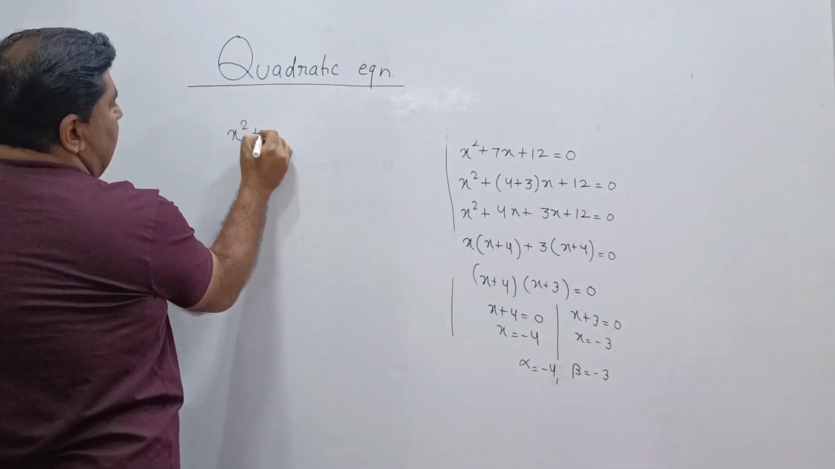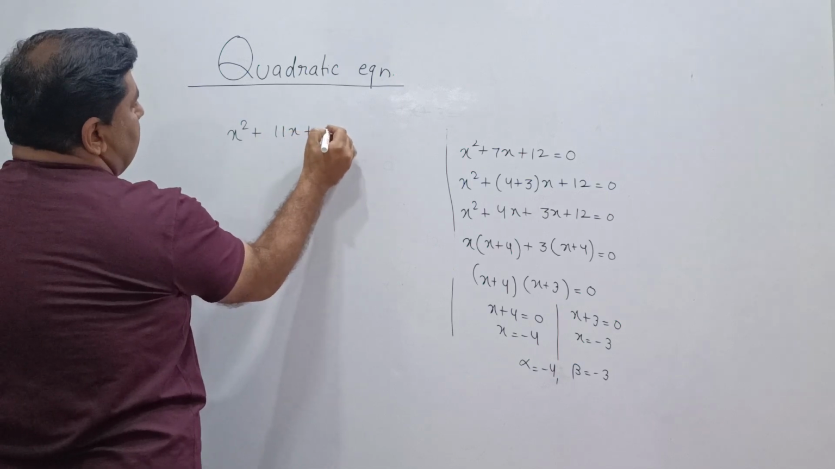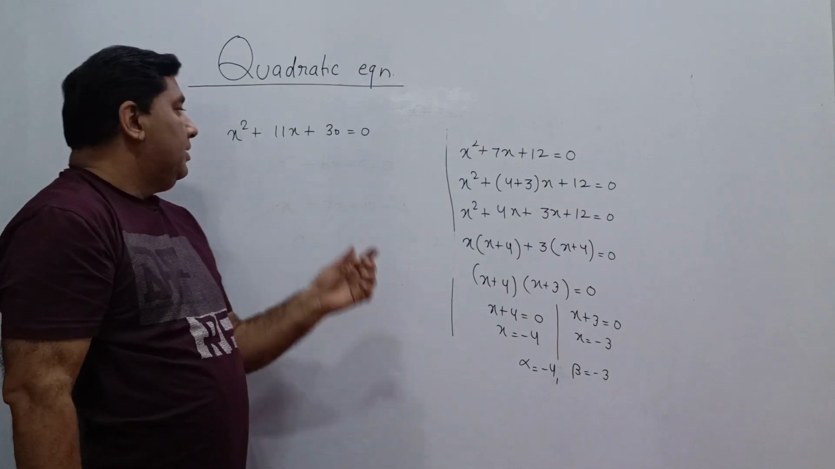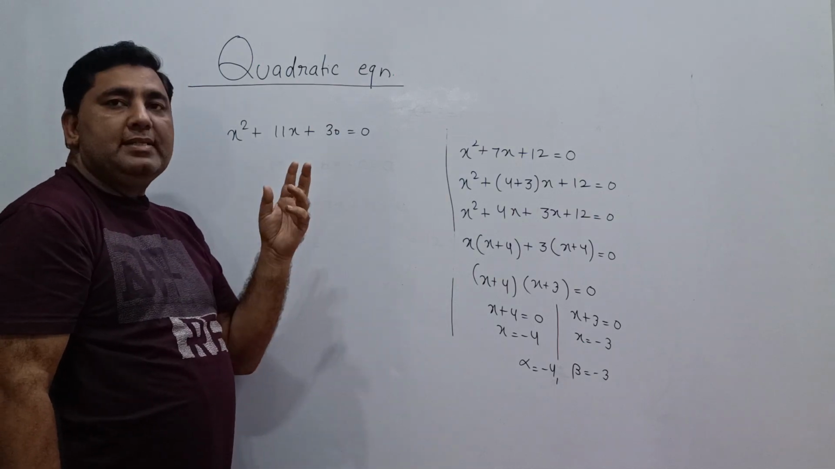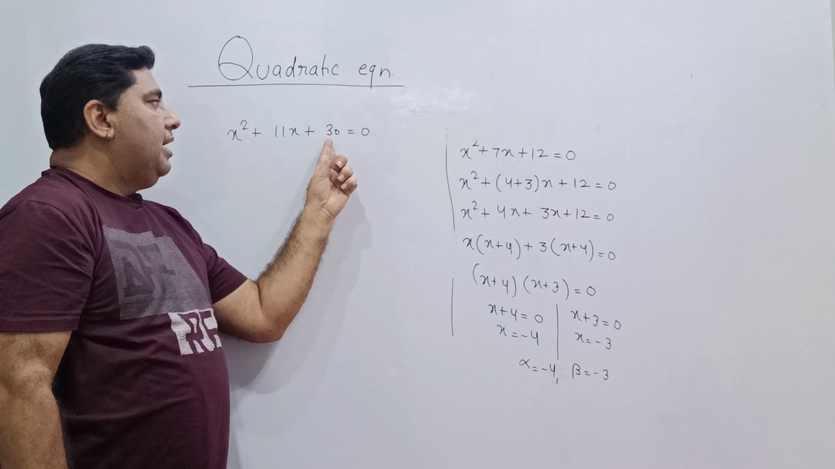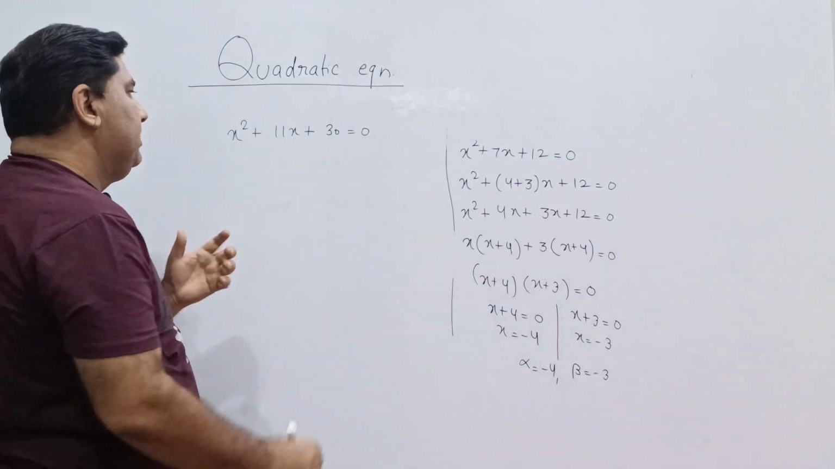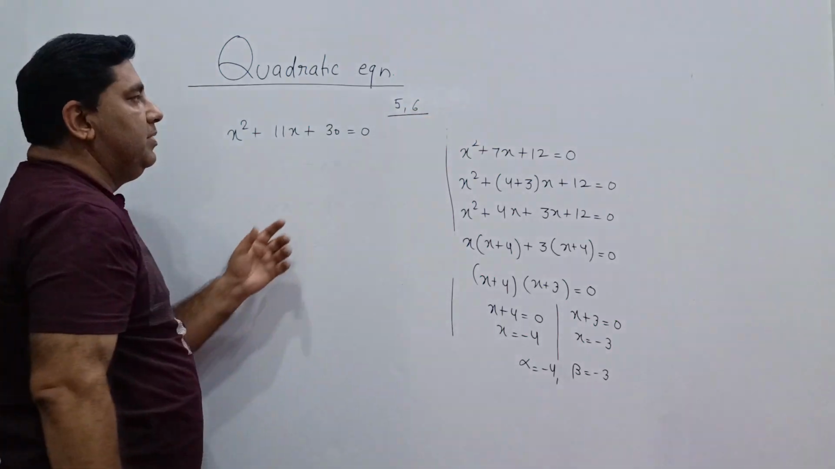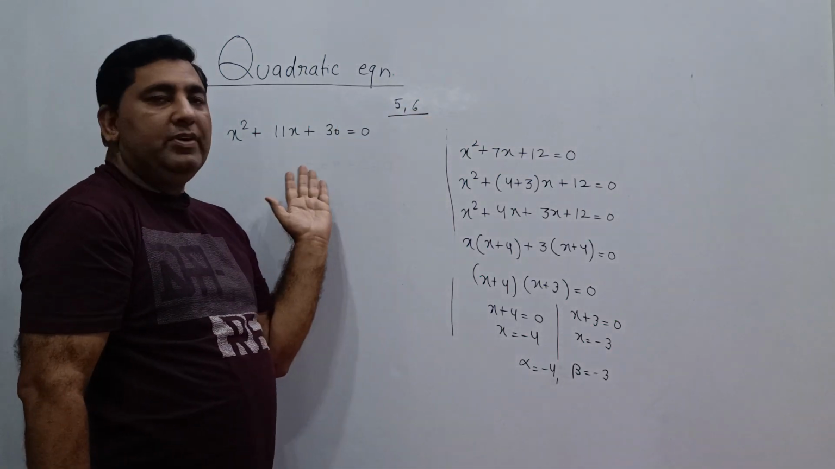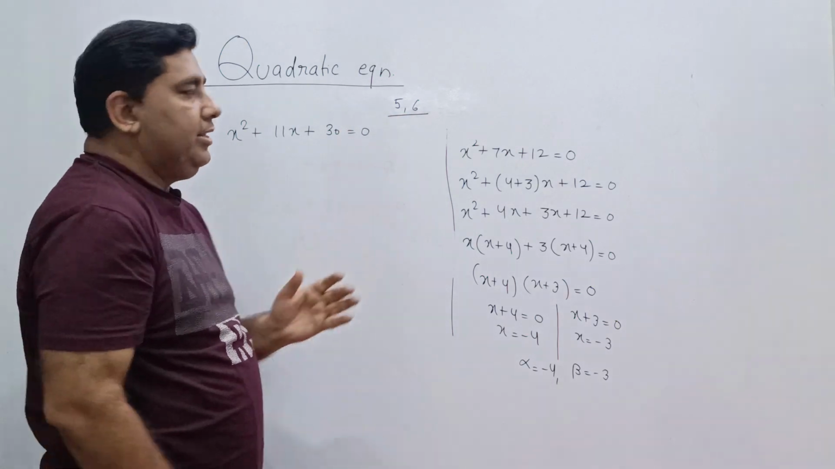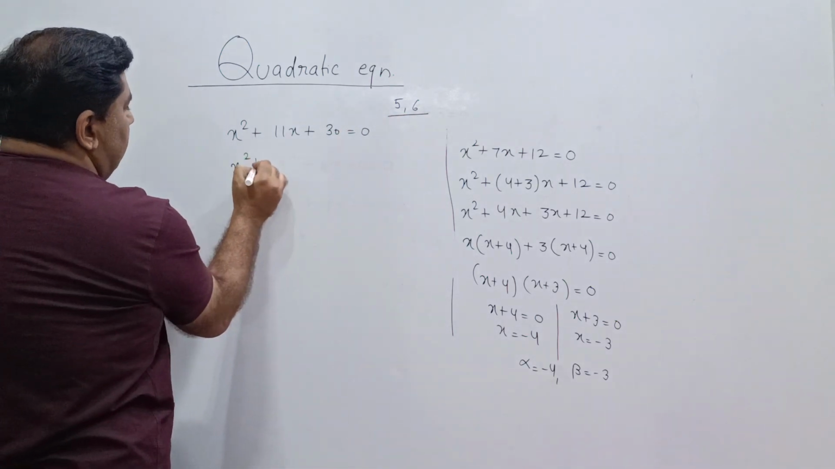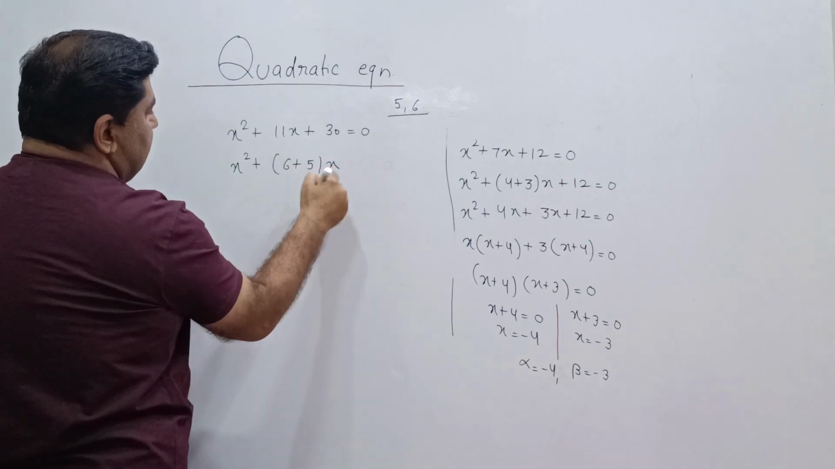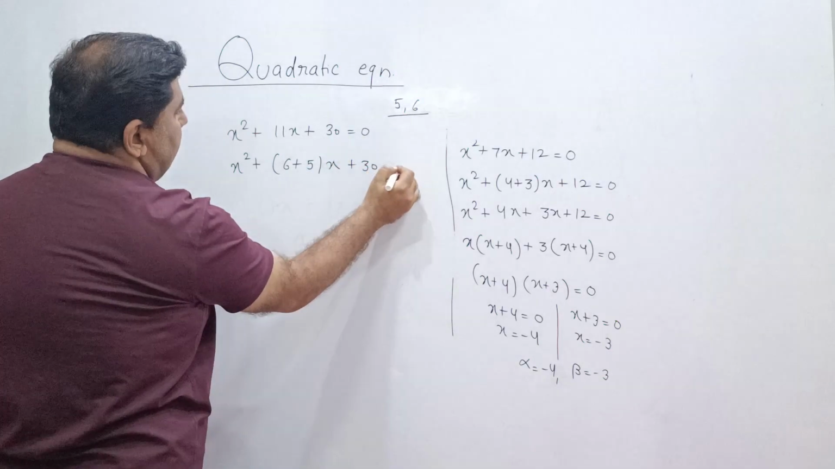Suppose we are having x square plus 11x plus 30 equals to 0. Okay. Now we have to think of two numbers for which the sum is 11 and the multiplication is 30. So 5 and 6 are those numbers whose sum is 11 and whose product is 30. Again, for 11 we can write 6 plus 5, x is same, plus 30 equals to 0.